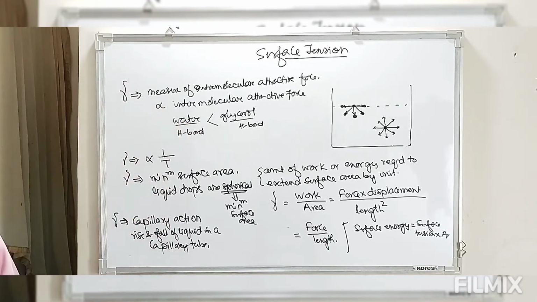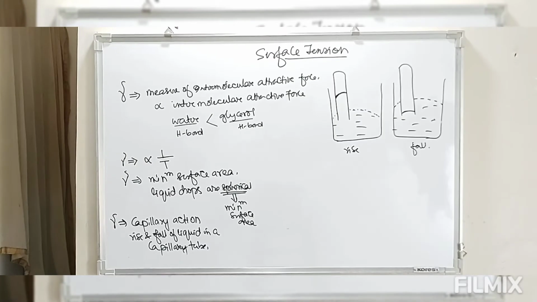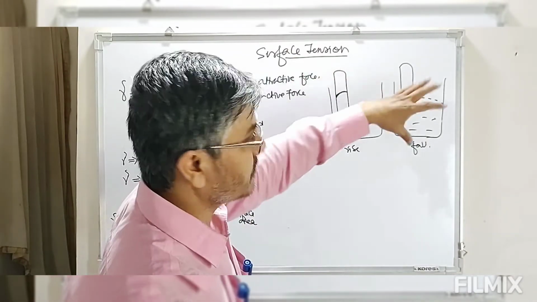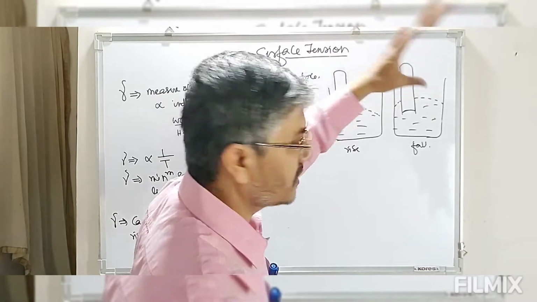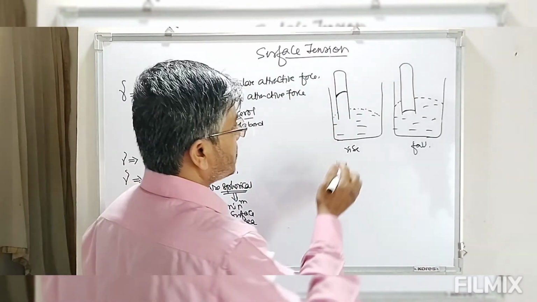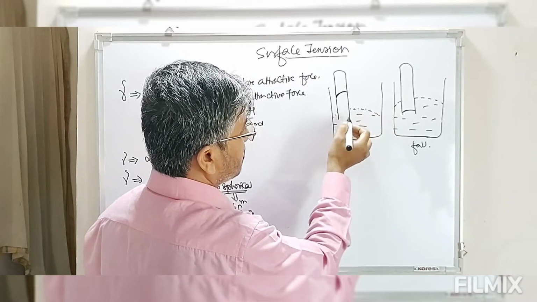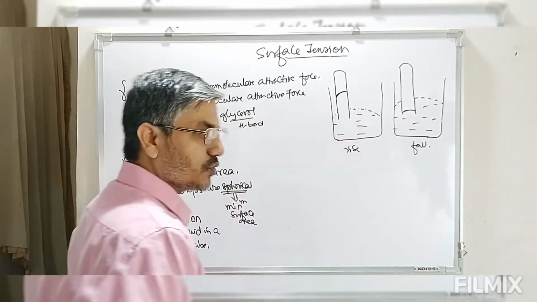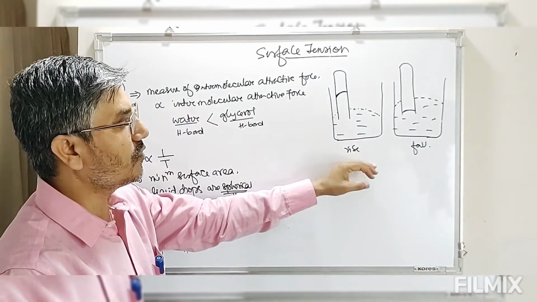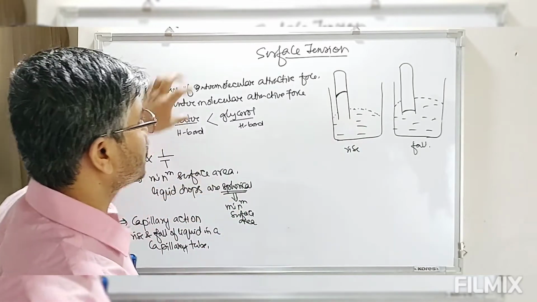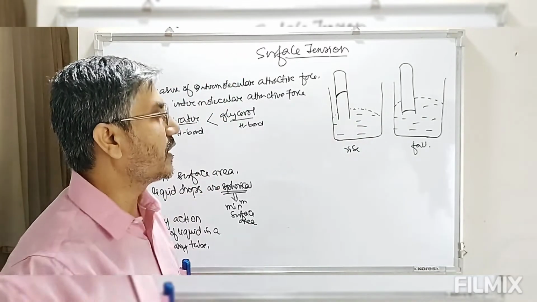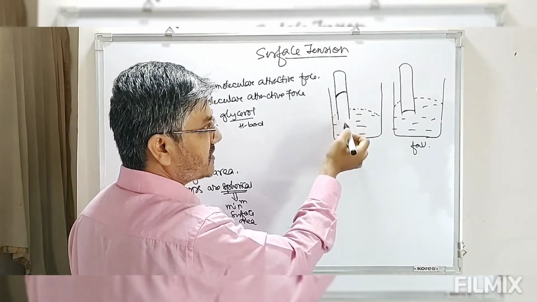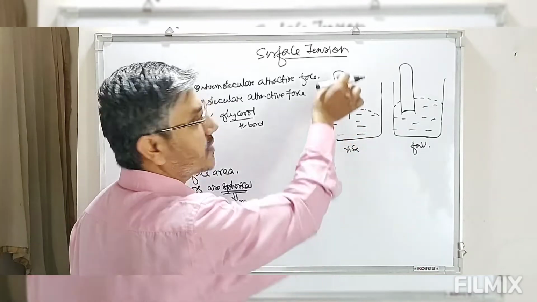Let me explain here again. We are taking two containers. In both the containers we have some liquid, and to this liquid we are dipping a capillary tube. In one case, look at this, the water rises in the capillary tube. In the second case, there is a fall in the capillary tube. This rise and fall of liquid in a capillary tube is because of surface tension. If the attractive force between the molecules of the liquid and the solid is greater than the surface tension, then the liquid will rise.